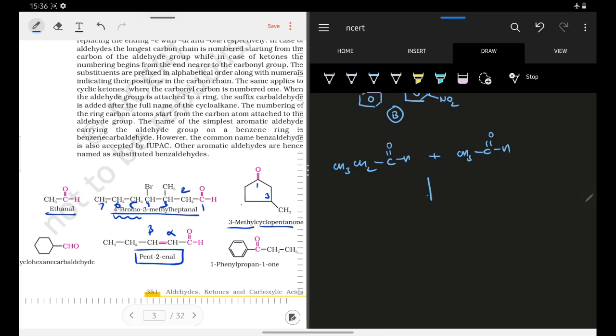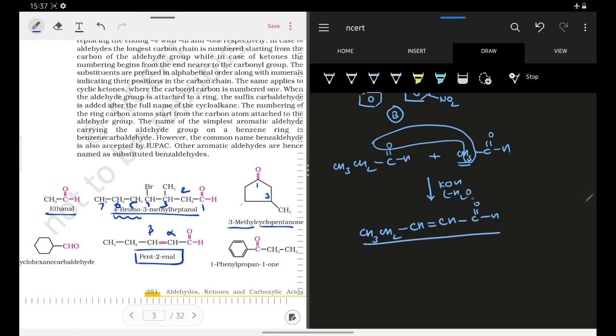So what you would do, you would treat them with KOH, and what would happen is that you would form an enolate, and then you will remove a water molecule from this. Once the water molecule is removed, these two compounds will get attached, CH3 CH2 CH double bond CH C double bond O H, which is pent-2-enol.